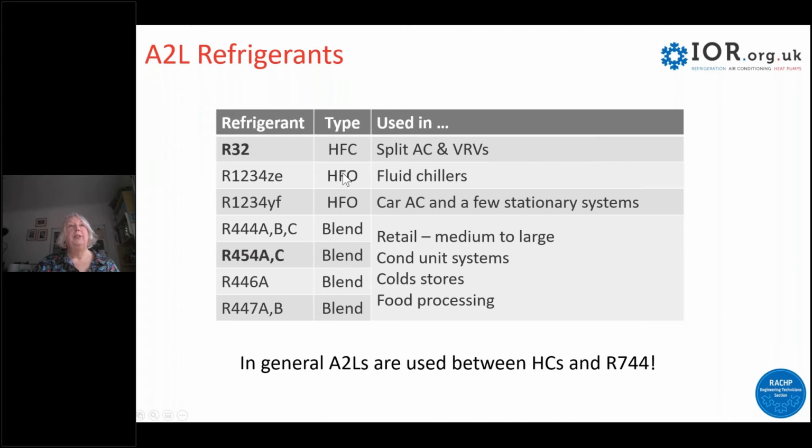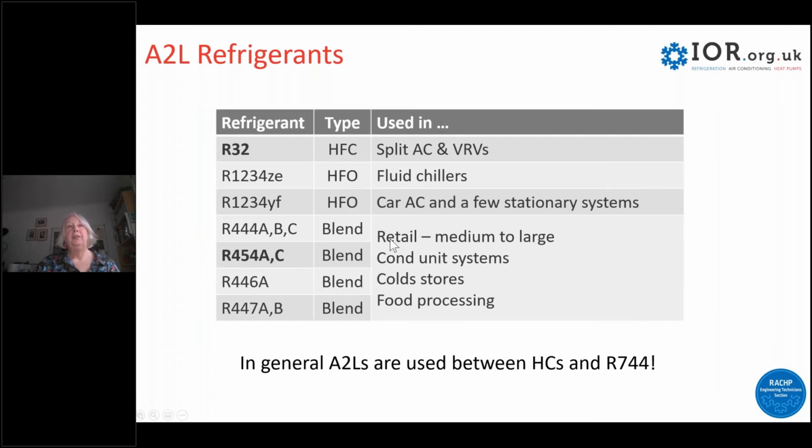1234ze and yf are both HFOs. I'll explain what that means later on, but they're used in things like fluid chillers, car air conditioning, and some other stationary systems. And then we've got a whole range of A2L blends. The most commonly used at the moment are the 454A and C.